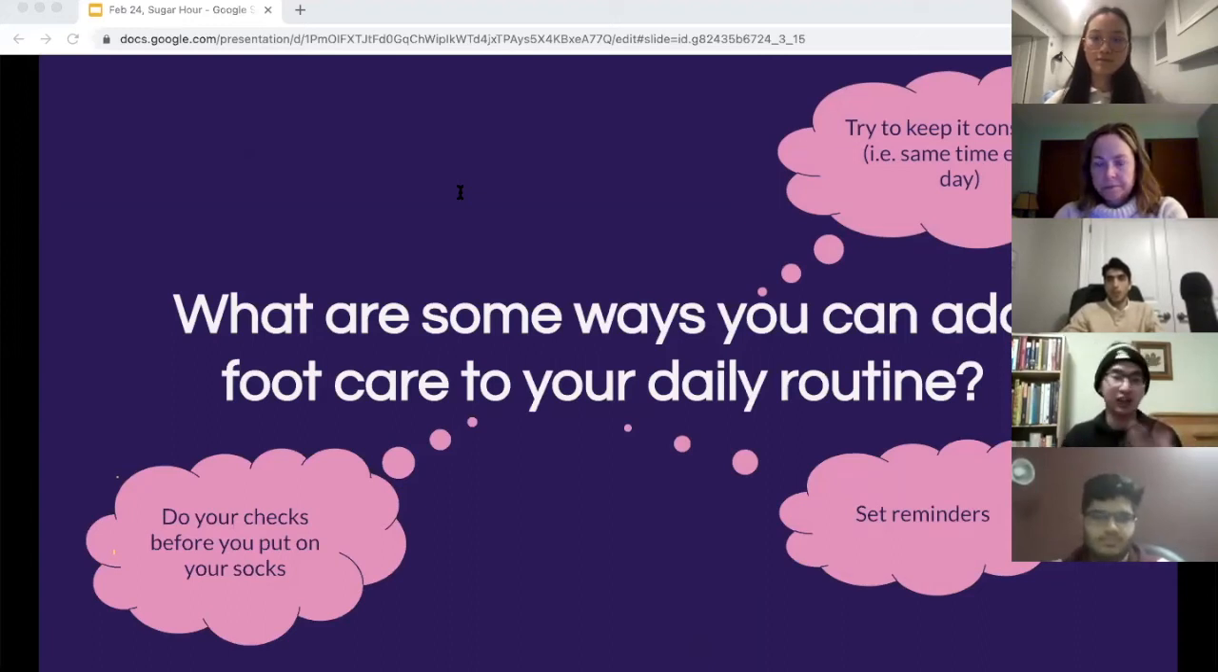So take an extra 1 or 2 minutes to pull out a mirror, maybe check the bottom of your feet, make sure you're not experiencing redness or any pain there, and that'll be good for your day. Or you can also set reminders for yourself, or print out a checklist and put it in a very visible place so you can be reminded throughout your day.